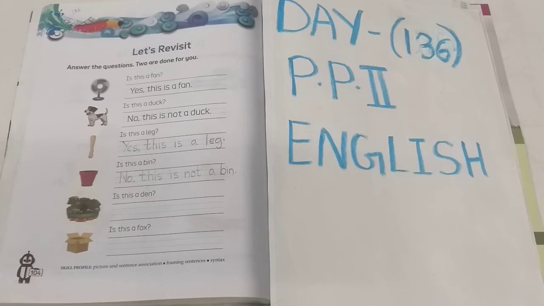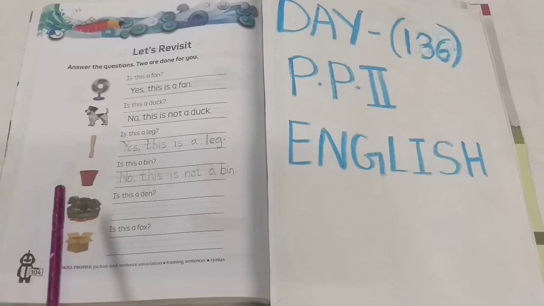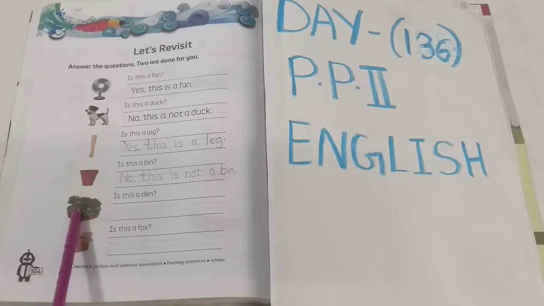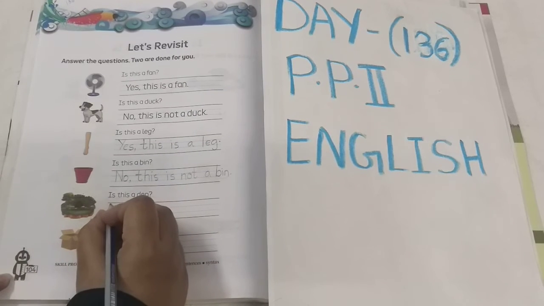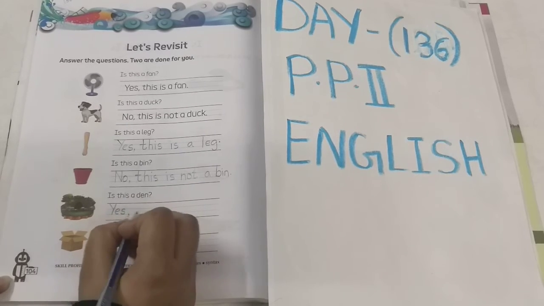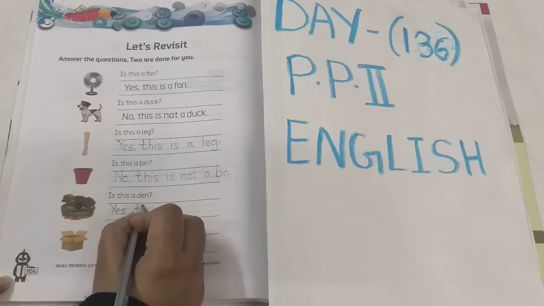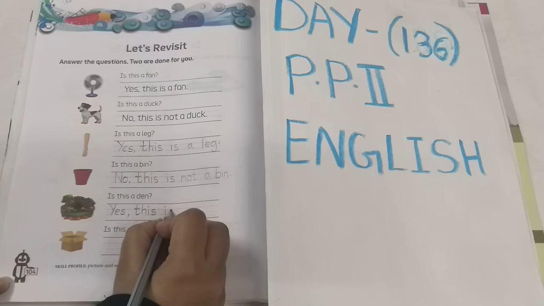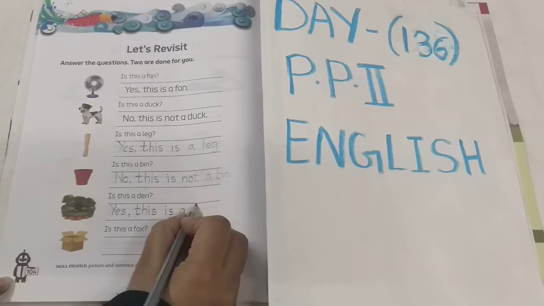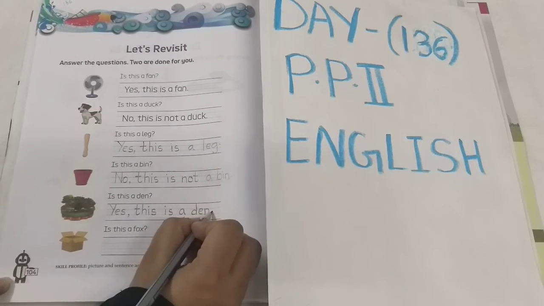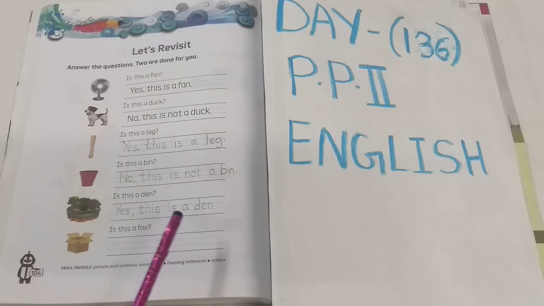Okay, see the next picture. What is there in the picture? This is a den. So let's see what is there in the question. Is this a den? Yes, this is a den. So we have to write the sentence here. Yes, then put a comma, then this is a den. After completing the sentence, put the full stop. Yes, this is a den.